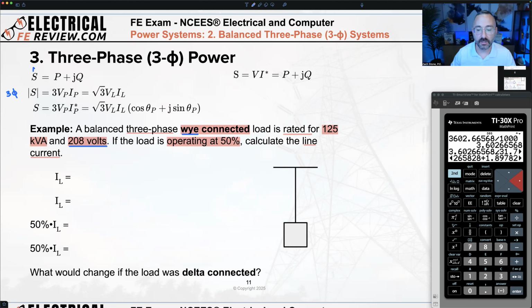So let's just fill in this easy single line diagram. Again, we've got a line voltage of 208 volts. This is a three-phase Y-connected load. It's rated for three-phase apparent power of 125 kVA. And we want to know the line current. However, do I want to know the rated line current? I want to know the line current at what? What's the line current when this load is only operating at 50%?